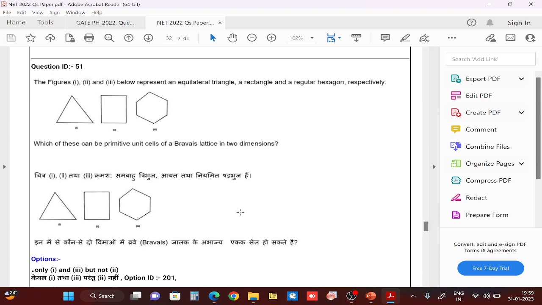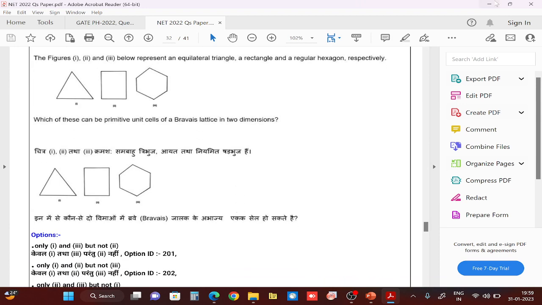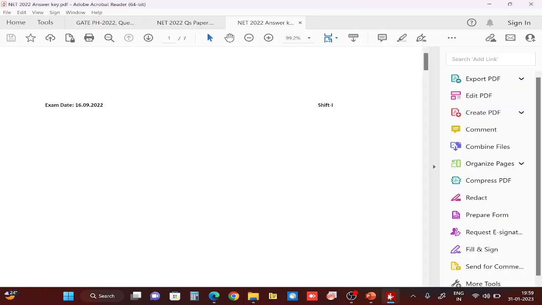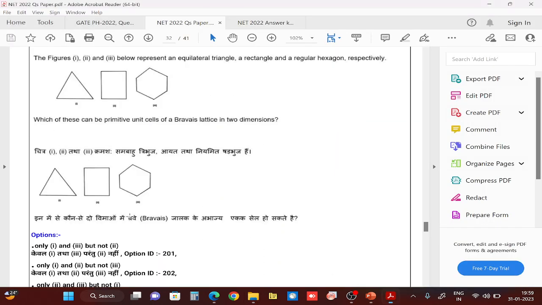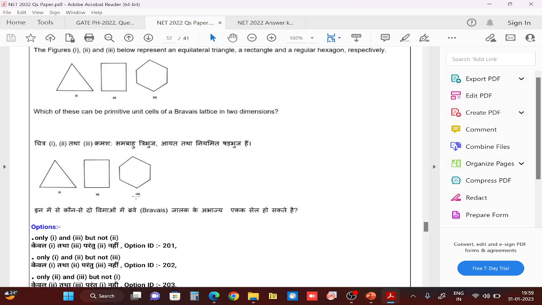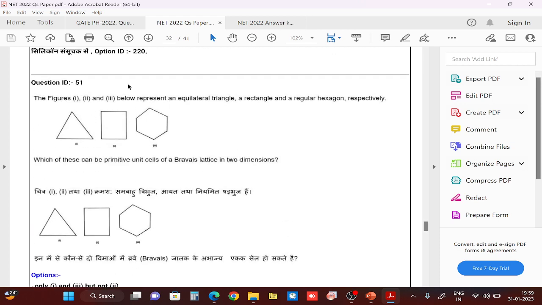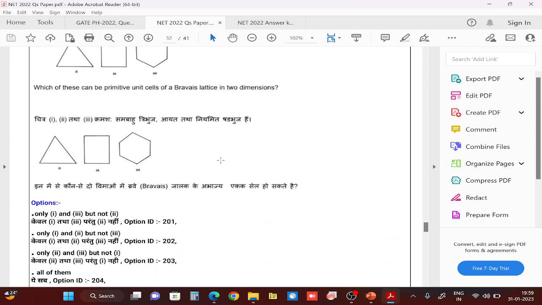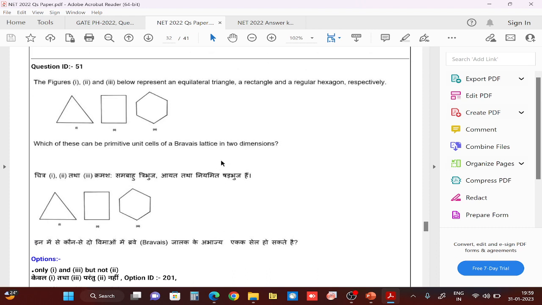Hexagon one. What was the question number? Okay, in this, I do 51. The figures 1, 2, 3 below represent the 2D equilateral triangle, a rectangle, and a regular hexagon. This is the question you are asking? Yes, sir. Okay, let me read the question. Which of them can be primitive cells of a periodic lattice in 2 dimensions?